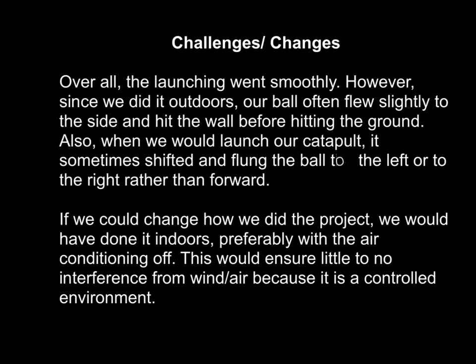Overall, the launching went smoothly. However, since we did it outdoors, our ball often flew slightly to the side and hit the wall before hitting the ground. Also, when we would launch our catapult, it sometimes shifted and flung the ball to the left or to the right rather than forward.